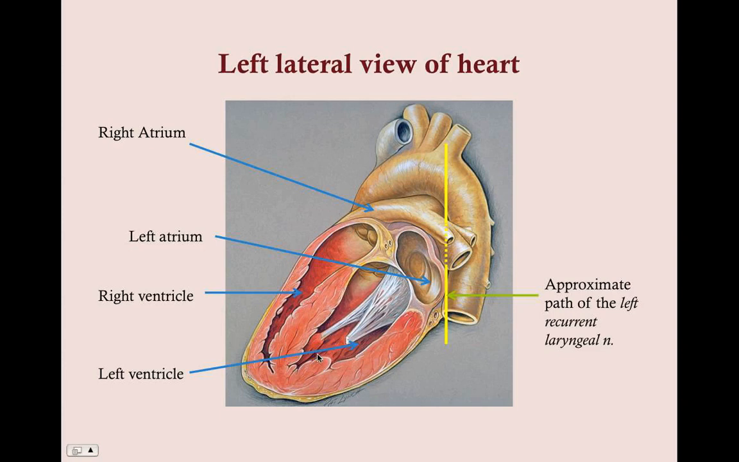And then here's the left ventricle and the left atrium. And the left recurrent laryngeal nerve comes off the vagus nerve and goes back up. The way it goes up is it goes sort of behind the heart here, and then in between the pulmonary arteries and the aorta, and ascends upward. Because it goes right behind the left atrium, if the left atrium gets dilated, it can impinge on the left recurrent laryngeal nerve and thus cause hoarseness.